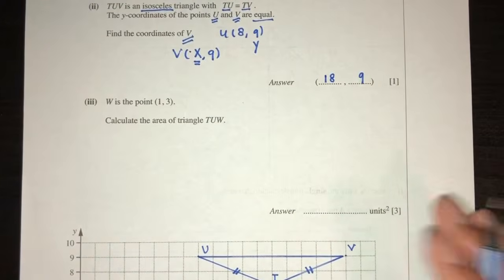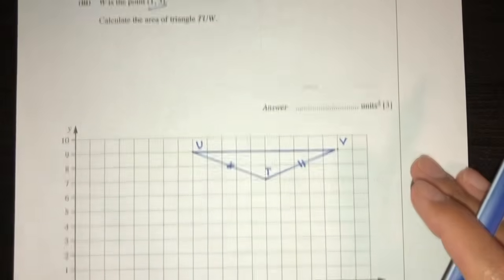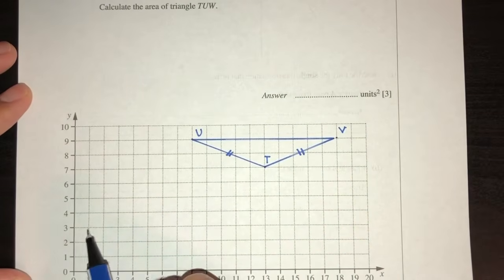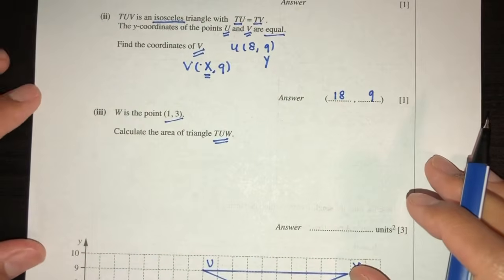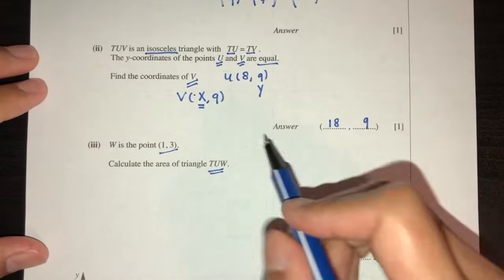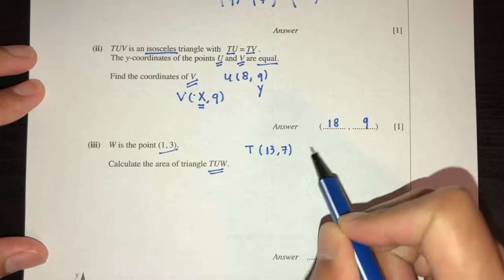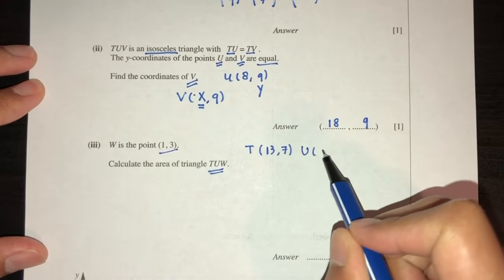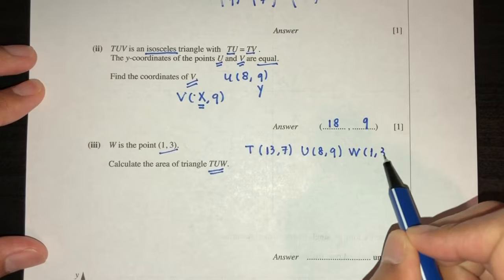Now part 3. W is the point (1, 3). So where's W? W is (1, 3). Find the area of TUV. In this case, I would advise using a formula. I know the point T has been given to us as (13, 7). U has been given as (8, 9). And now we have W as (1, 3).